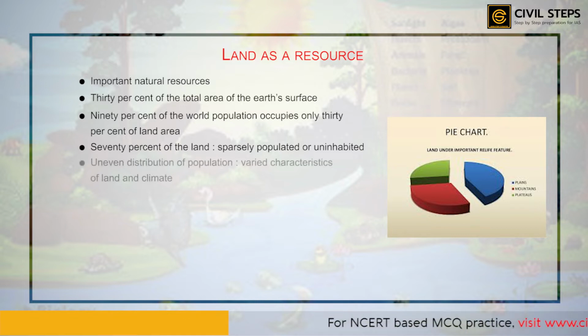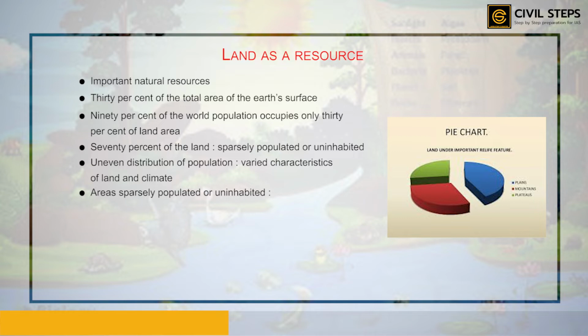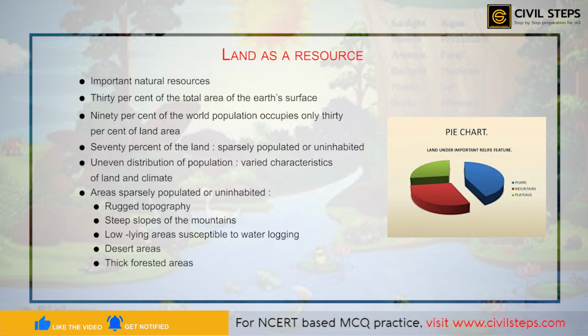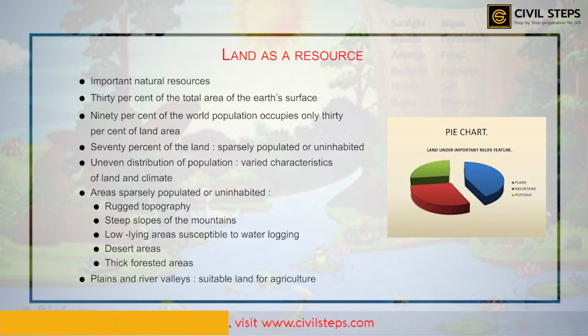The uneven distribution of population in different parts of the world is mainly due to varied characteristics of land and climate. Areas with rugged topography, steep slopes of the mountains, low-lying areas susceptible to water logging, desert areas and thick forested areas are normally sparsely populated or uninhabited. However, plains and river valleys offer suitable land for agriculture, and hence these are densely populated areas of the world.